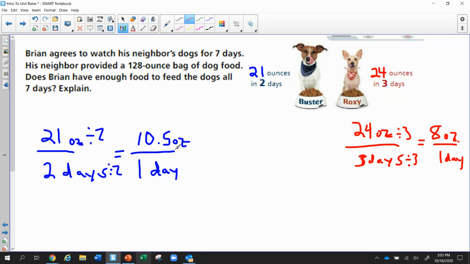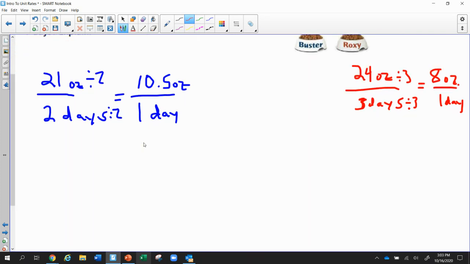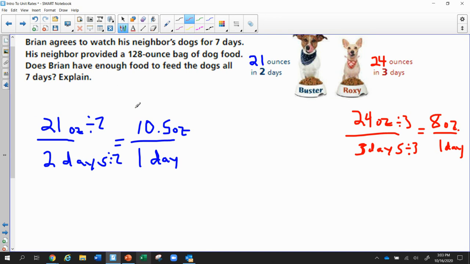So this dog eats 10.5 ounces for 1 day. This dog eats 8 ounces for 1 day. Now that's not the question. The question is, does he have enough food to feed the dogs for all 7 days? Well, now that we know how much they eat in 1 day, we can just multiply the amount of ounces by 7. And we're going to continue using that unit rate as a ratio.